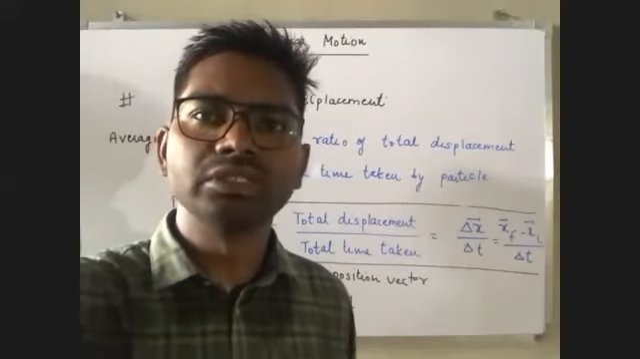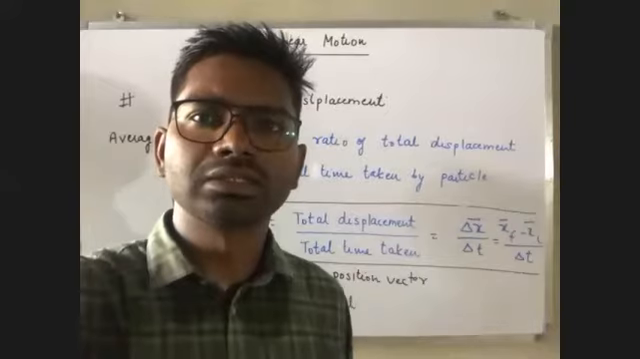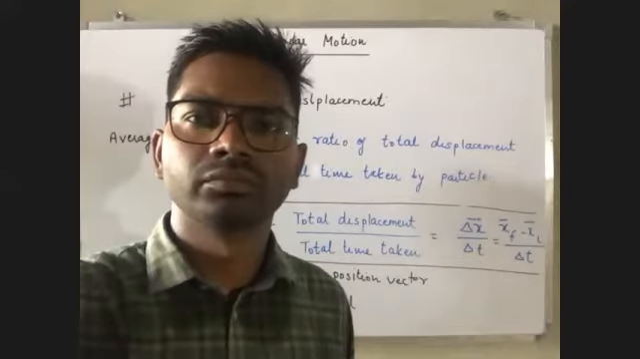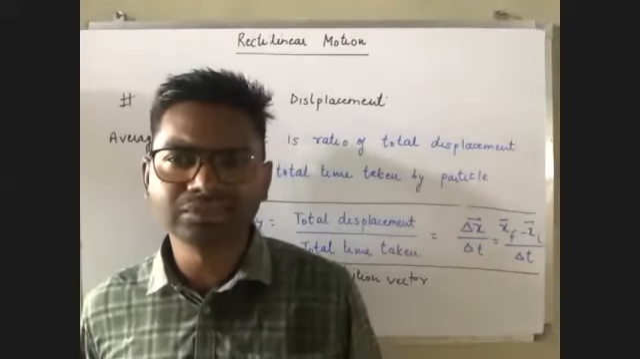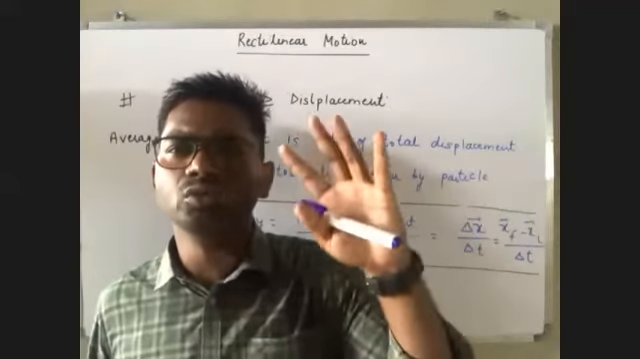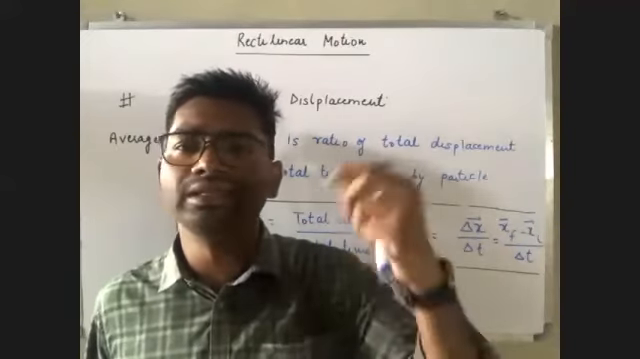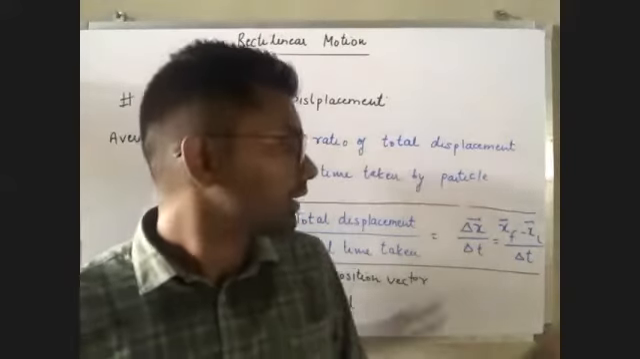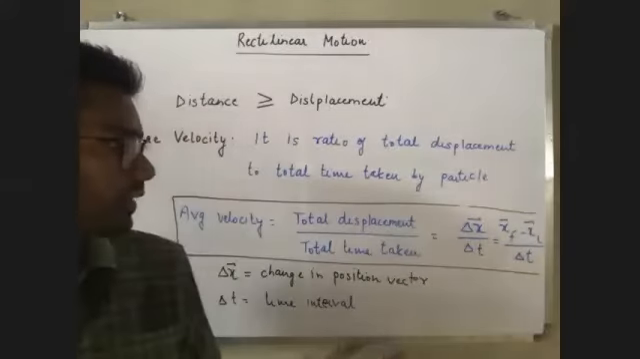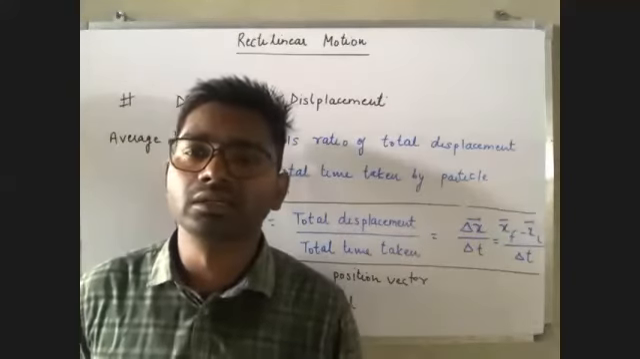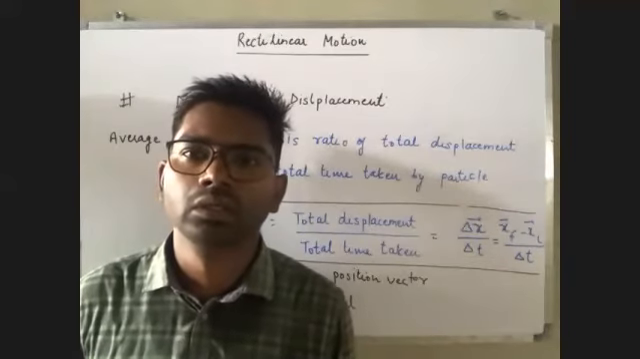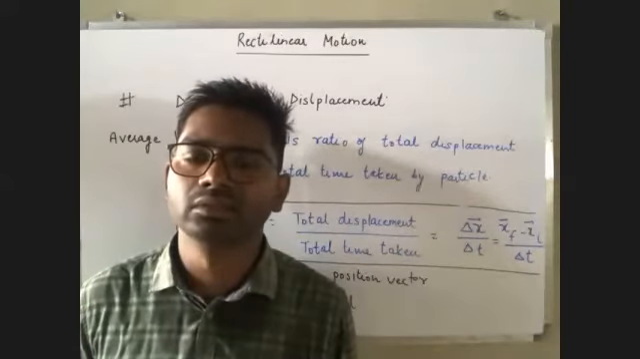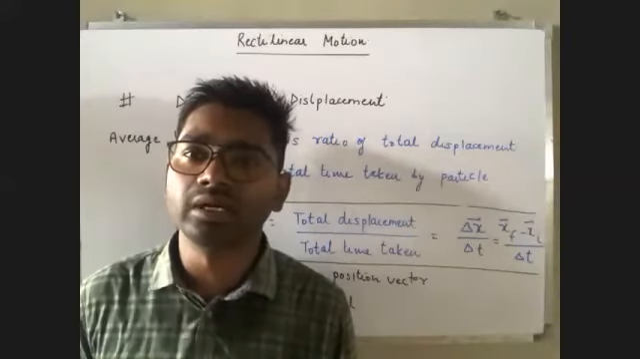Can distance be zero? Definitely, Rutvik. The distance can be zero. In that case, displacement is also going to be zero. If the particle is not going to move, if it is at rest, the distance traveled in any time interval is going to be zero. Distance can't be negative. That's right. It is a scalar quantity.